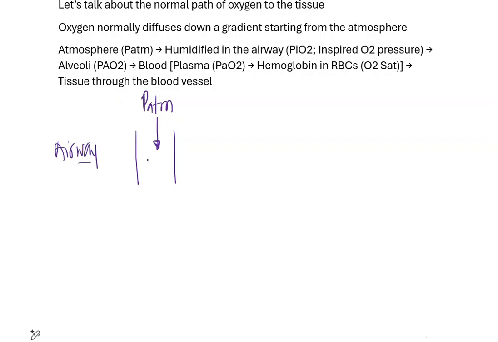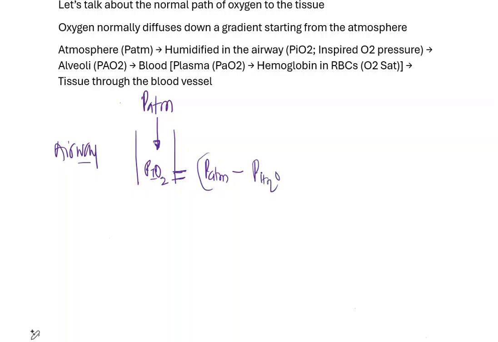And of course, in the airway, we have to humidify the air, right? And once we humidify the air, our oxygen will be PiO₂, which is the partial pressure of oxygen in the inspired gas. The formula for this: like we said, we humidify the air, and that humidification will further decrease the oxygen tension. So that will be P atmosphere minus partial pressure of water.